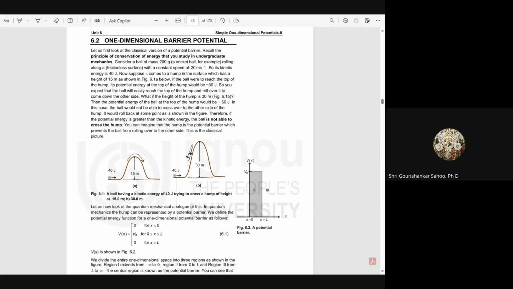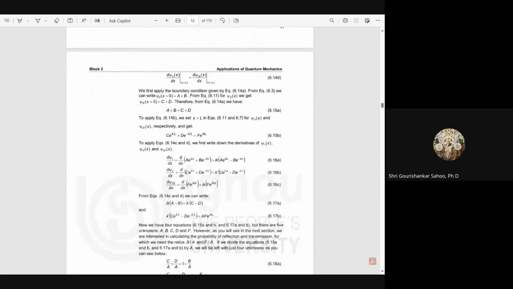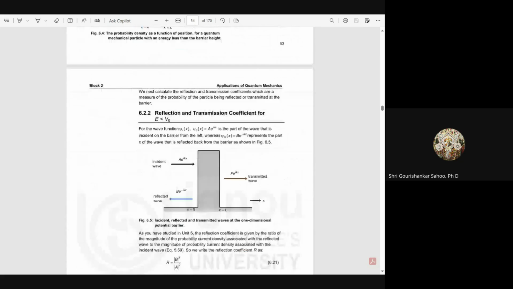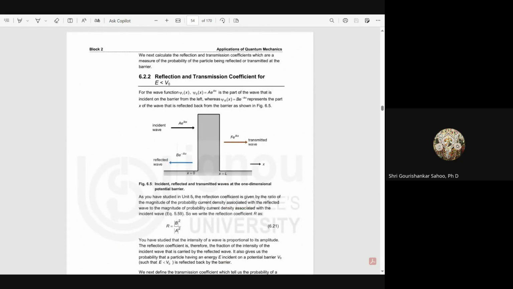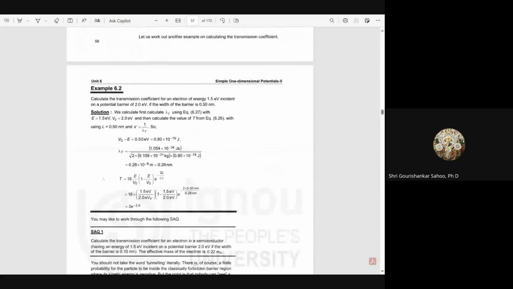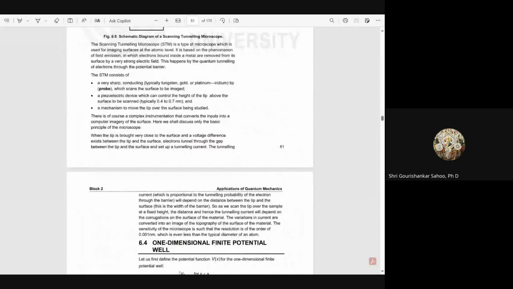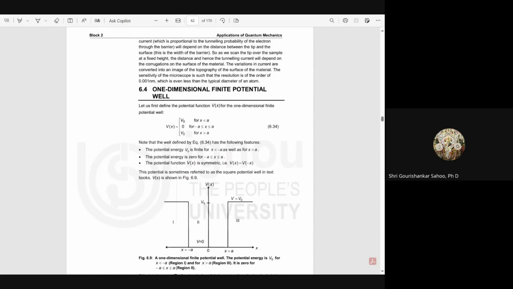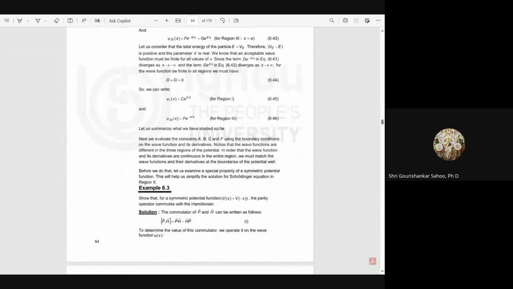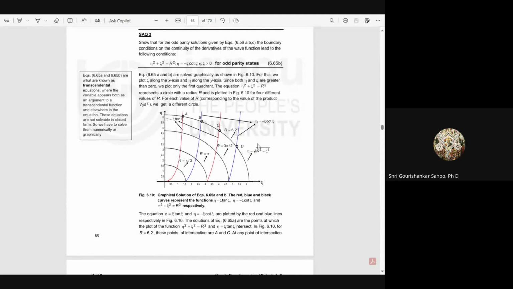Potential barrier, 1, 2, 3, three regions. A part is transmitted, a part is reflected, and there is a damping in region 2. Reflection and transmission coefficients, and that is 1. Then a finite potential well, 3 regions. In the Schrodinger equation, the graphical solution I have explained to you. This is a graphical solution.